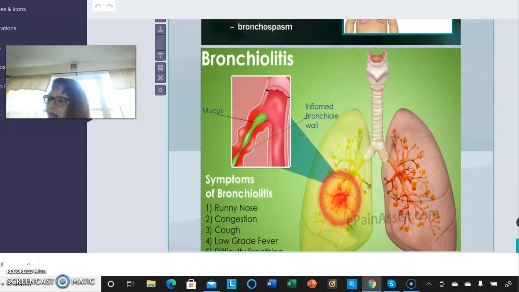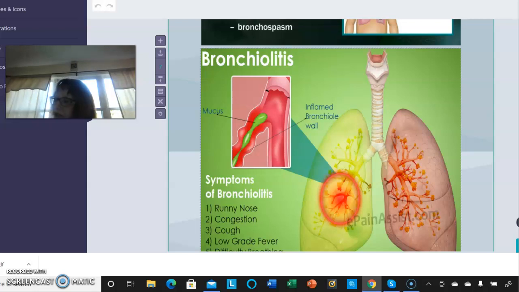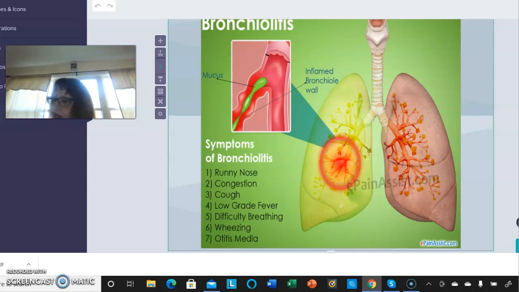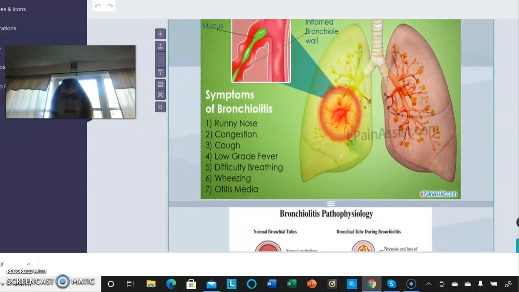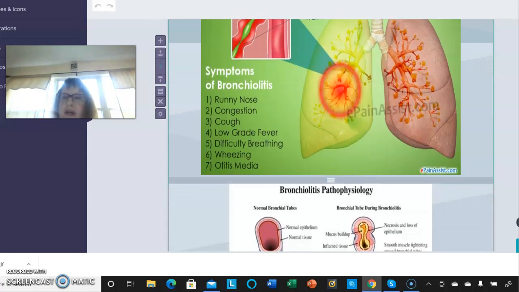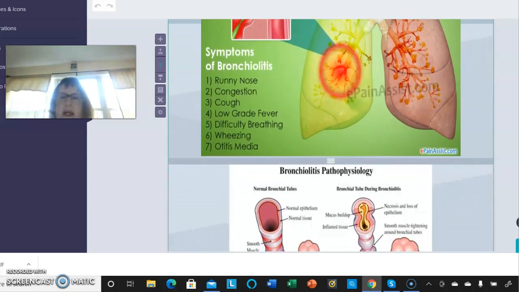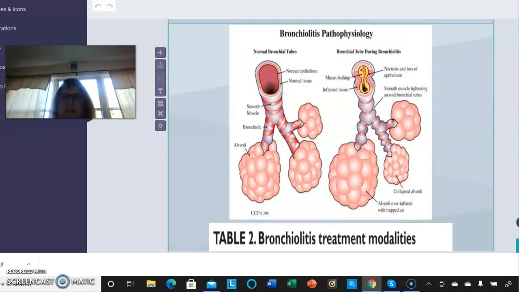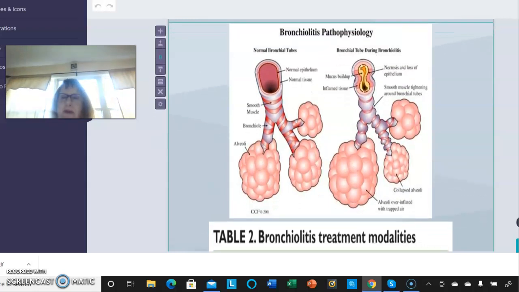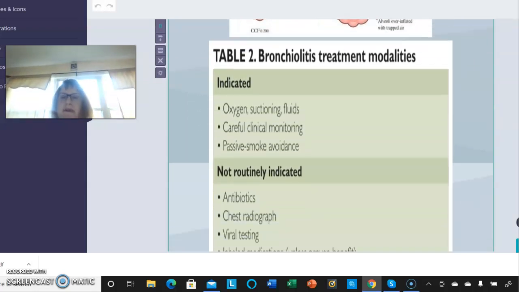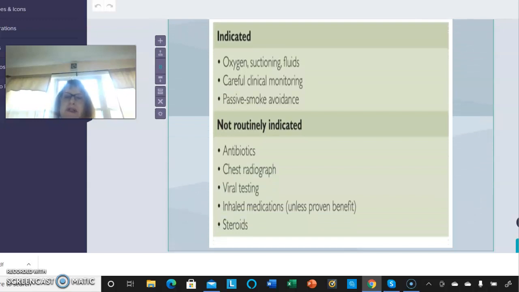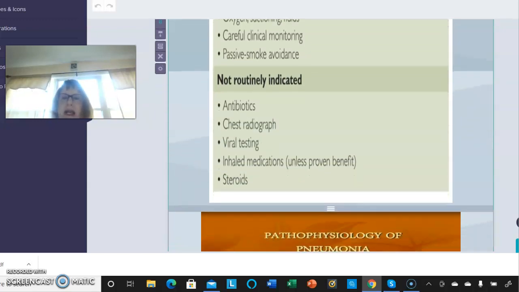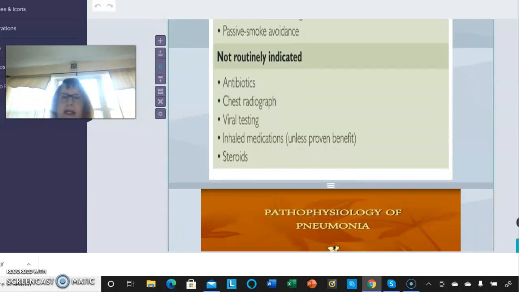The pathophysiology of bronchiolitis is the bronchi and the bronchioles become plugged with thick mucus, causing air to be trapped in the lungs. The child can breathe air in, but has difficulty expelling it, which hinders gas exchange, and causes symptoms of a runny nose, congestion, cough, low-grade fever, difficulty breathing, wheezing, and otitis media. In this picture, you can see some of the pathophysiology of bronchiolitis that I just described. The treatment of bronchiolitis is oxygen, suctioning, fluids, careful monitoring, and they don't routinely indicate antibiotics.